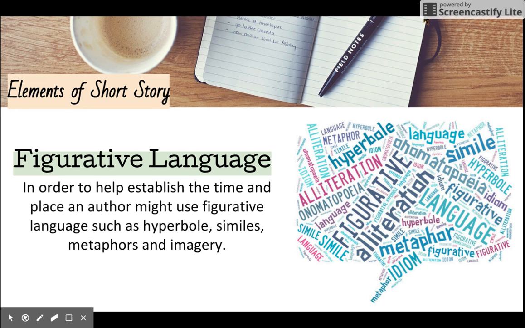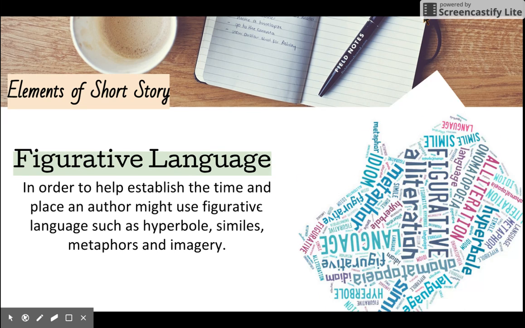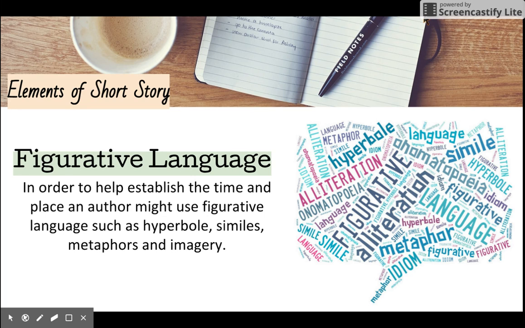Now, a way that an author might convey setting and mood is through the use of figurative language. So in order to help establish the time and place and mood, an author might use figurative language such as hyperbole, similes, metaphors, and imagery. You'll notice in our class we have a bunch of posters at the front that have the definitions for many types of figurative language. In today's lesson, we're just going to focus on these 4.